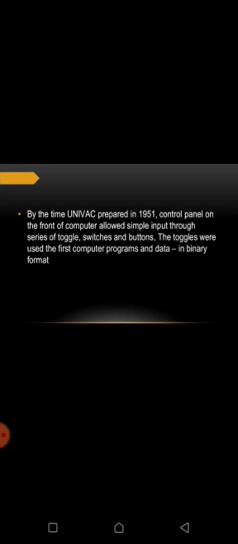By the time of UNIVAC, prepared in 1951, the control panel on the front of the computer allowed simple input through a series of toggles, switches and buttons. The toggles were used to enter the first computer program and data in binary format.